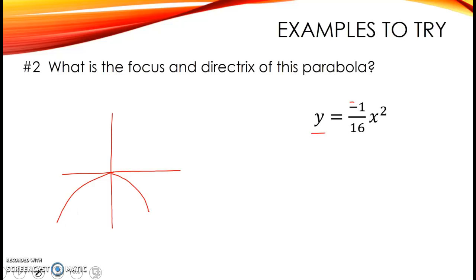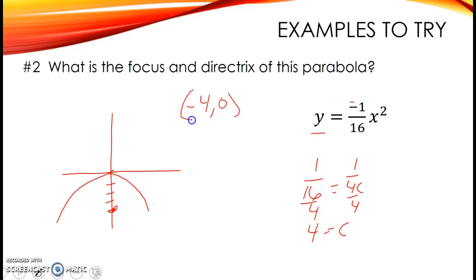Well, then I want to figure out what the c value is. So I know the absolute value of a is 1/16. That equals 1 over 4 times c. And so that means that 16 equals 4c. And if I divide both sides by 4, c is 4. So that means from the vertex, if I count 1, 2, 3, 4 units down, my focus is at the point 0, -4. And if I count 4 units up, my directrix is the line at y equals 4. And so what is the focus? 0, -4, and the directrix is at y equals 4.